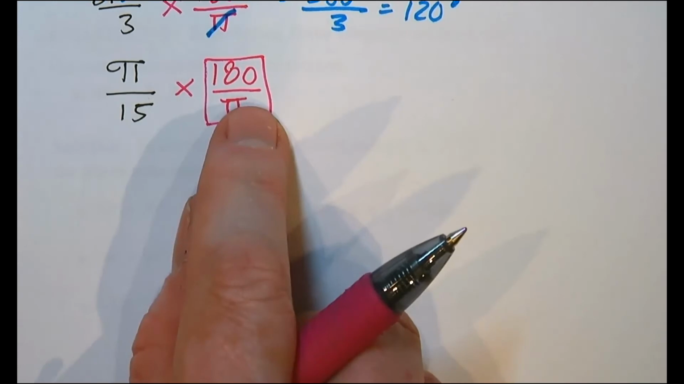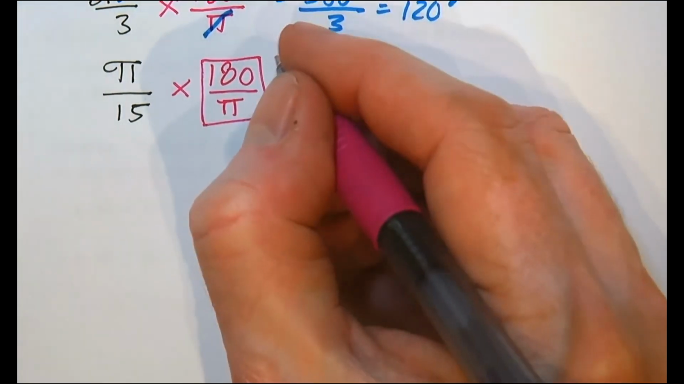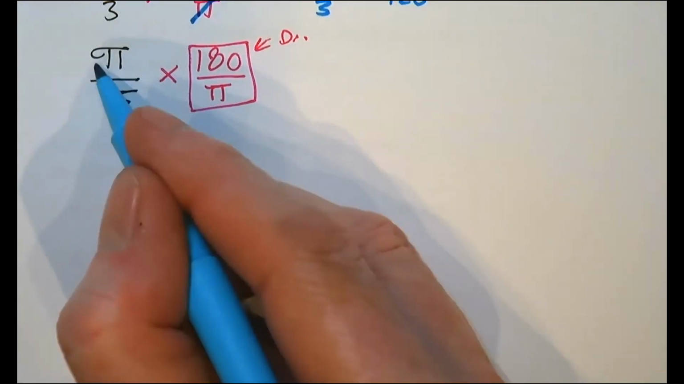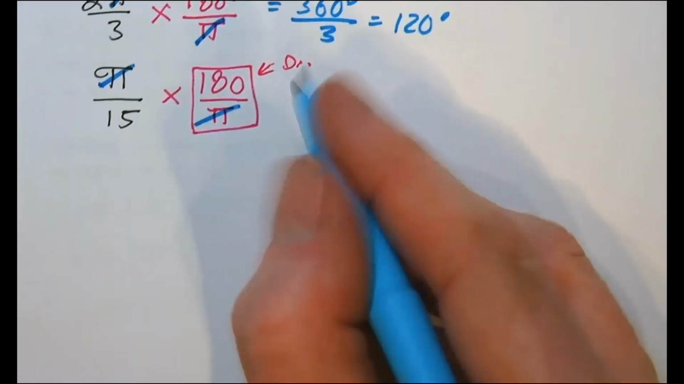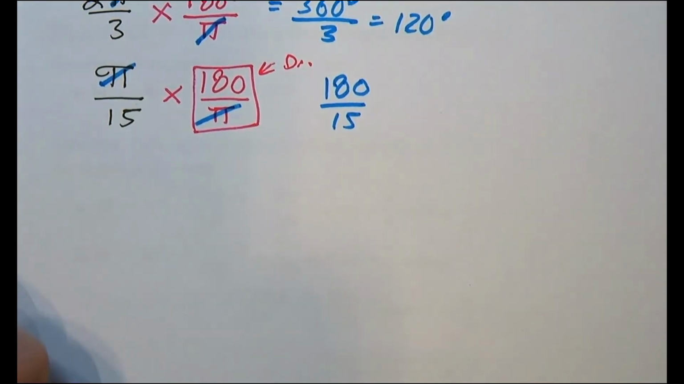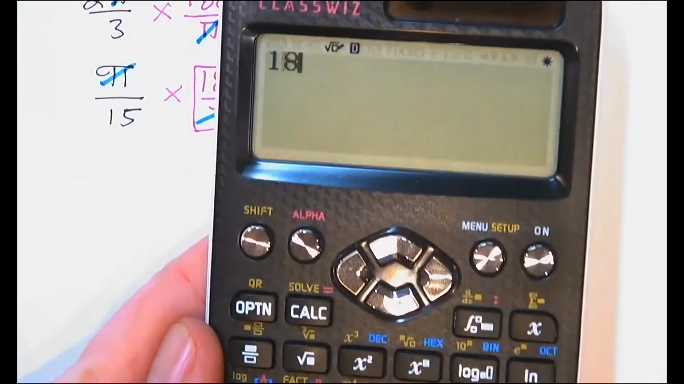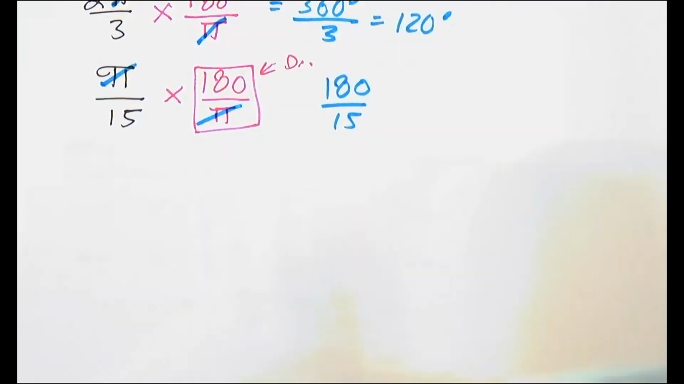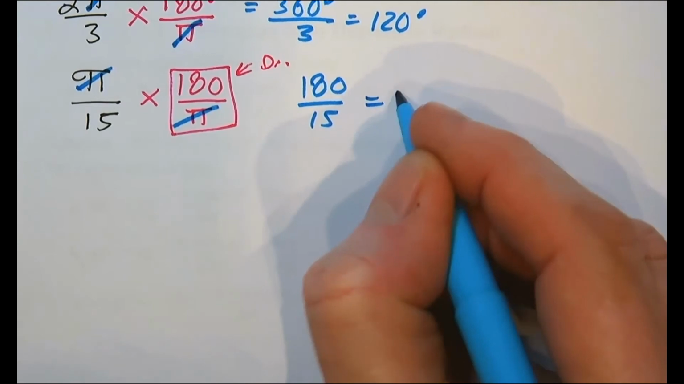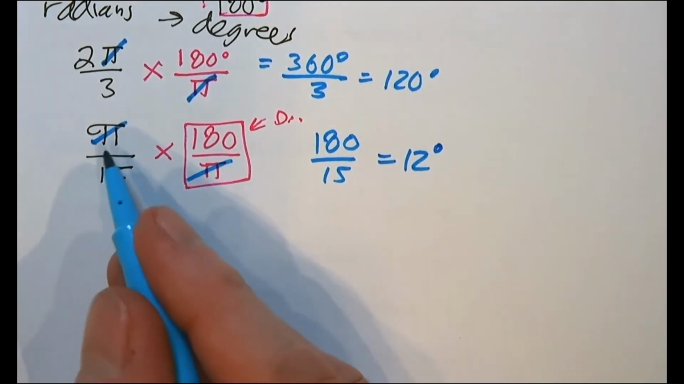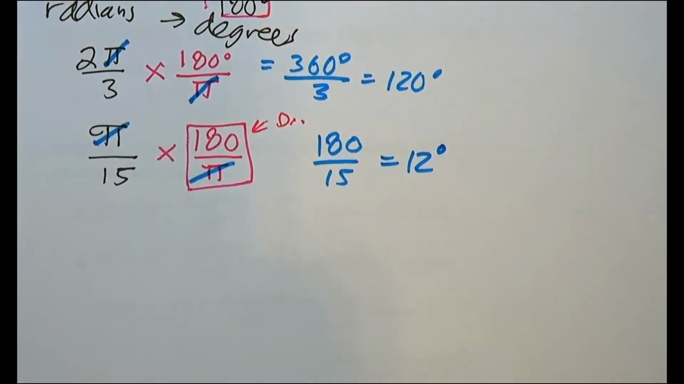So I want degrees, okay? So put the degrees on top. Okay, what happens? Pi cancels, and 180 over 15. Maybe I can reduce the fraction. If I have trouble, I could use a calculator and go, what's 180 divided by 15? Oh, it goes in perfectly. 12. 12 what? 12 miles, 12 feet, 12 degrees. Pi over 15, that's a little bit. That's only 12 degrees.